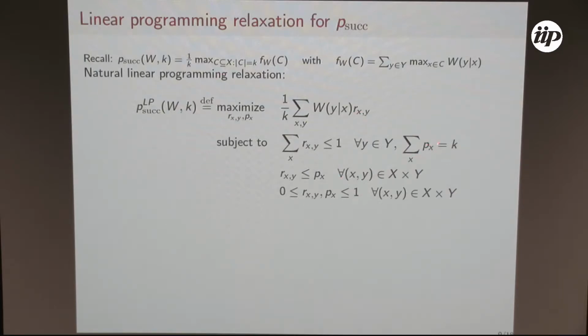So maybe the most important is this variable px. Think of px as a fractional code. In this setting, think of px as equal to 1 if x is in my code and 0 otherwise. But now I relax it and I allow these px's to just be arbitrary real numbers between 0 and 1. So this is a relaxation, so it will give something which is potentially larger. And rxy is just a variable which is used to take into account exactly this maximum. Instead, we just replace this maximum by an averaging with this rxy, and this is how you write it. It's a standard way of writing a linear programming relaxation where we replace the integral subset of x with a fractional subset with these px's.